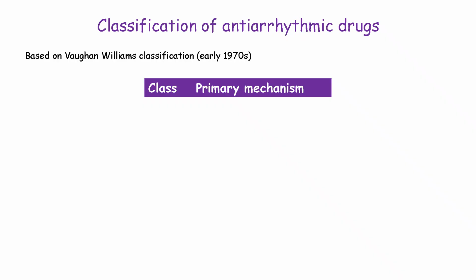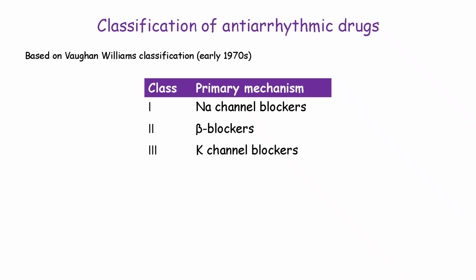Antiarrhythmic drugs are commonly grouped using a modified form of the Vaughan Williams classification system developed in the early 1970s. The drugs are divided into four main classes based on their primary mechanism of action. Class 1 drugs block sodium channels. Class 2 are beta blockers. Class 3 mostly block potassium channels, and Class 4 are calcium channel blockers.